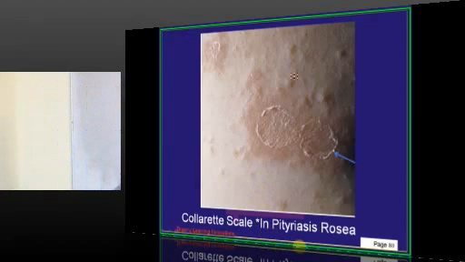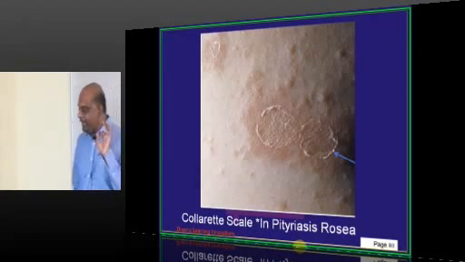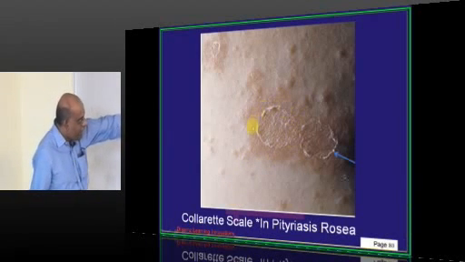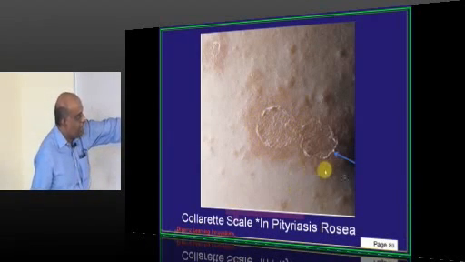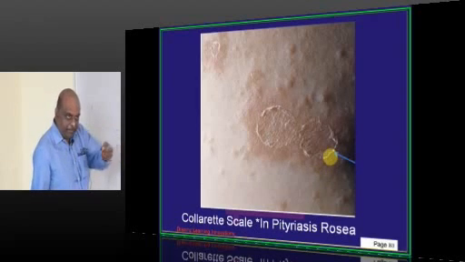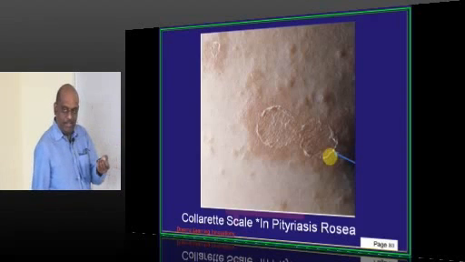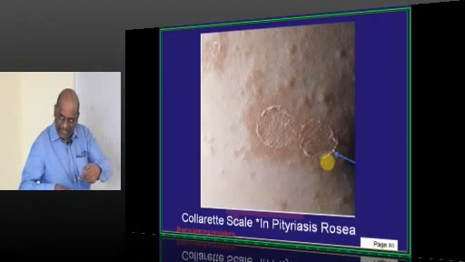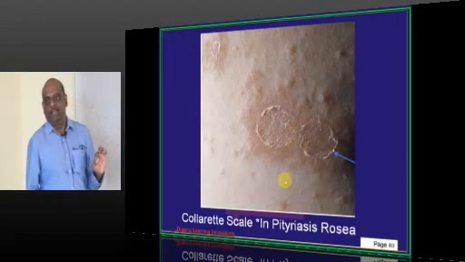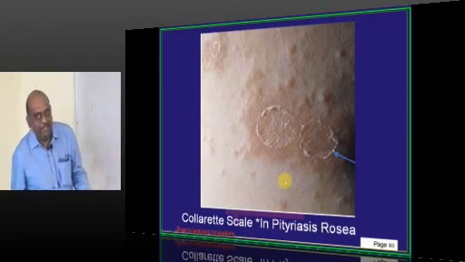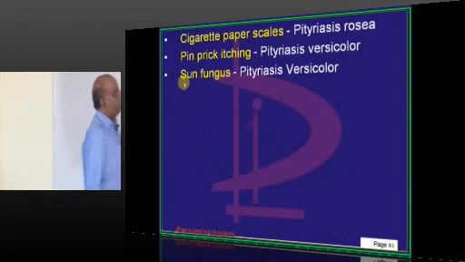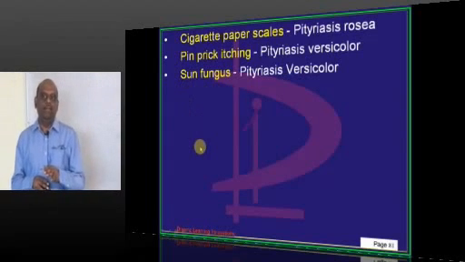Then once more in pityriasis rosea, if you look at any lesion, typically the border of the lesion looks like a cigarette paper wrapper's border. Cigarette paper wrapper, you have the wrapper on the cigarettes. So that's called collarette scale. So where do you find collarette scale? Pityriasis rosea.